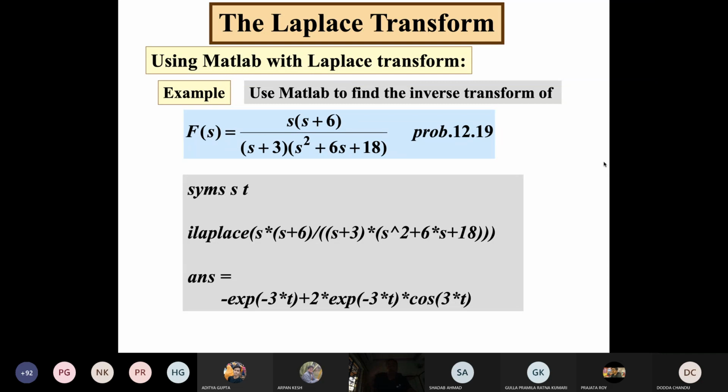Anybody could solve it? What is the solution? 2 e to the power minus 3t into cos 3t minus e to the power minus 3t. Right. You have to simply do partial fractions, repeated fractions.